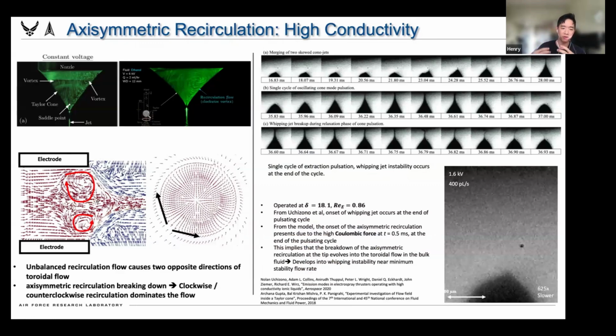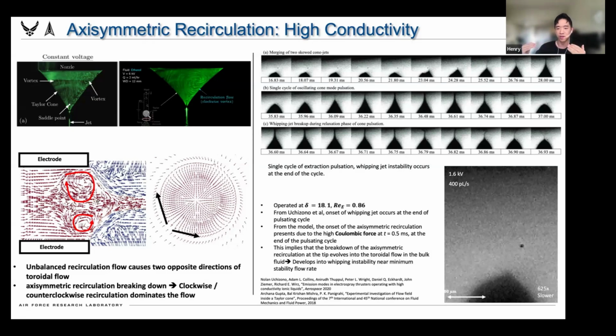And in our model, we built a 3D model to capture that unbalance of the recirculation cell. Then we cut into a plane and discovered that the recirculation flow causes two opposite directions of toroidal flow. As we captured at the end of the pulsating cycle, we get the whipping emission at the end of the cycle.